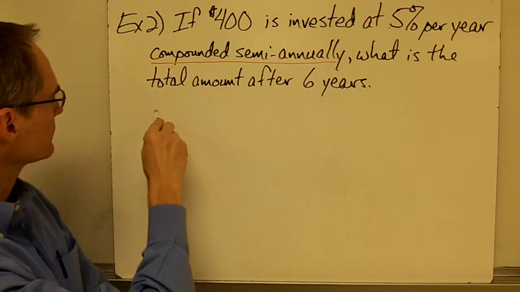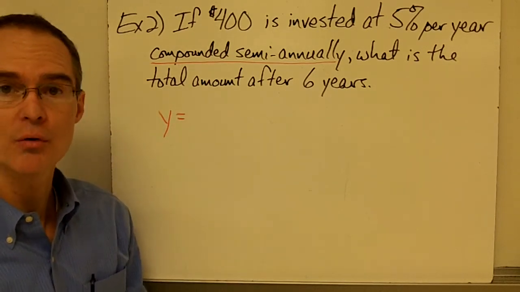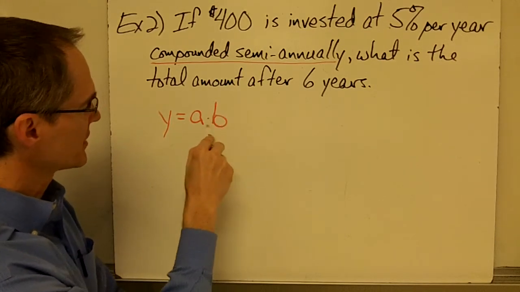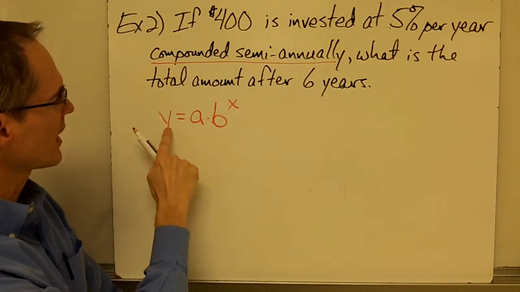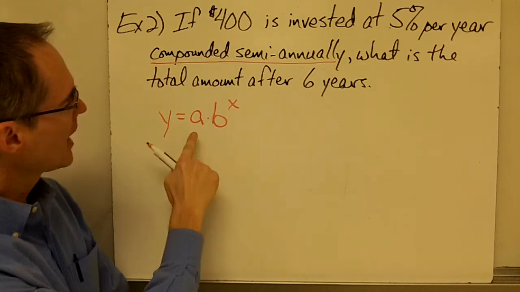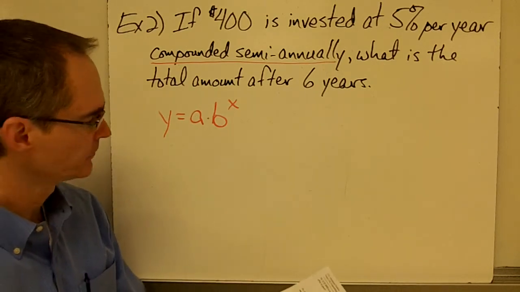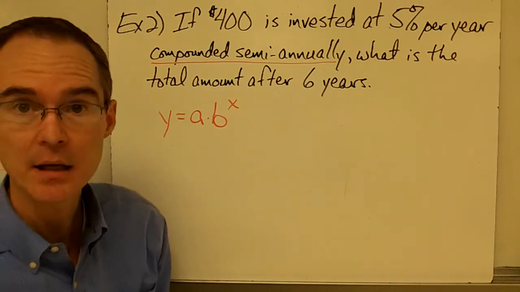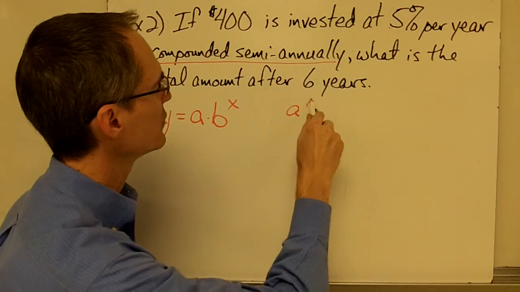Okay, well, again, I recognize this is going to be an exponential growth problem, which means I'm going to be using the standard form of an exponential function. This time, however, I'm going to write it like this. Instead of writing it a times b to the power of t, I'm going to write it as a times b to the power of x. And you're going to see why in just a minute. Okay, so now, once again, I need to figure out my values of a and b, my initial value and my growth factor. All right, well, my initial value, a.